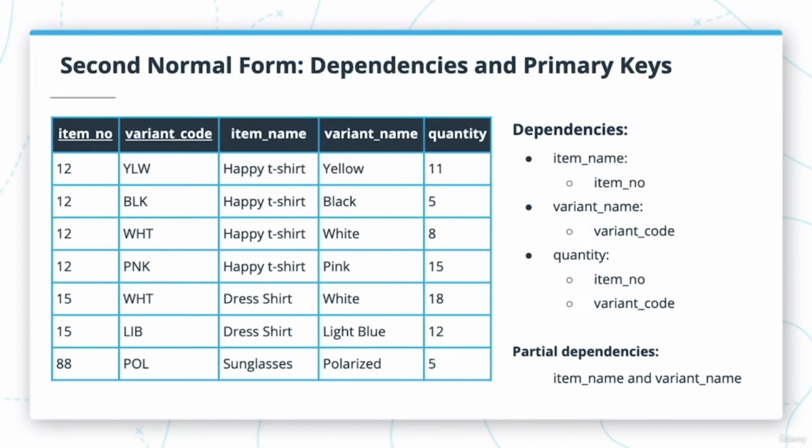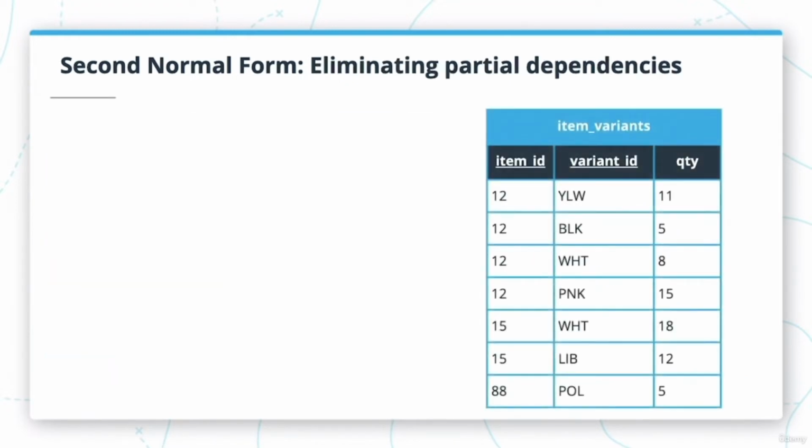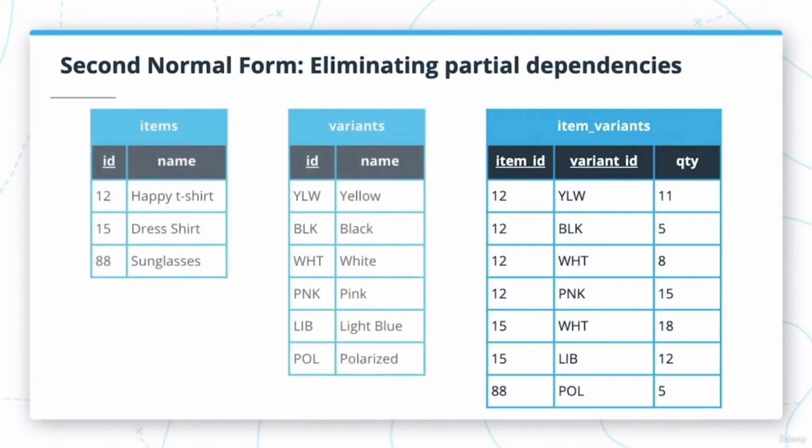This is actually going to be much more straightforward than you might think. Eliminating partial dependencies is first done by removing those columns from our initial table that were causing partial dependencies. So we're now left with only the primary key as well as the quantity column, which is the only column that was fully dependent on the whole primary key. So what do we do with the rest of the data, which comprises those variant names and those item names? Well, we give them each their own table. And that's it. We have now achieved second normal form.